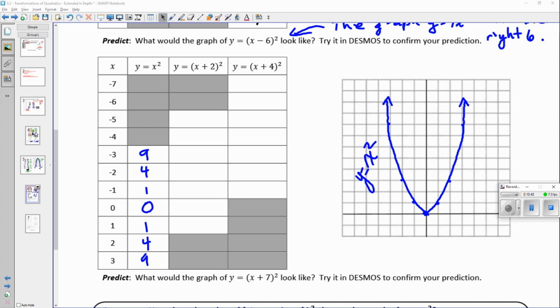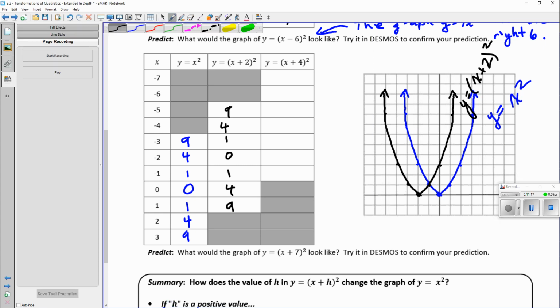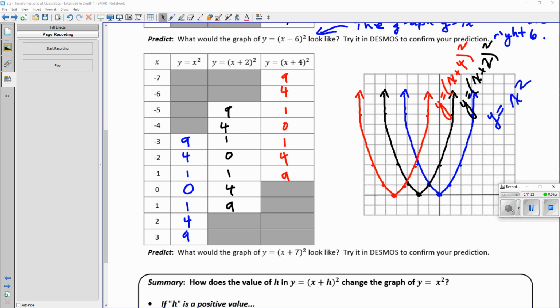Now just take a moment, fill out your chart. I'm going to make this one black. So I got 9, 4, 1, 0, 1, 4, and 9 again. Plot your points and tell me what your graph looks like. And we get something that looks like this once we've graphed it. Now, what do you think is going to happen with y equals x plus 4 squared? If you think that this was going to be our values for our table, you're correct. And so now we have this.